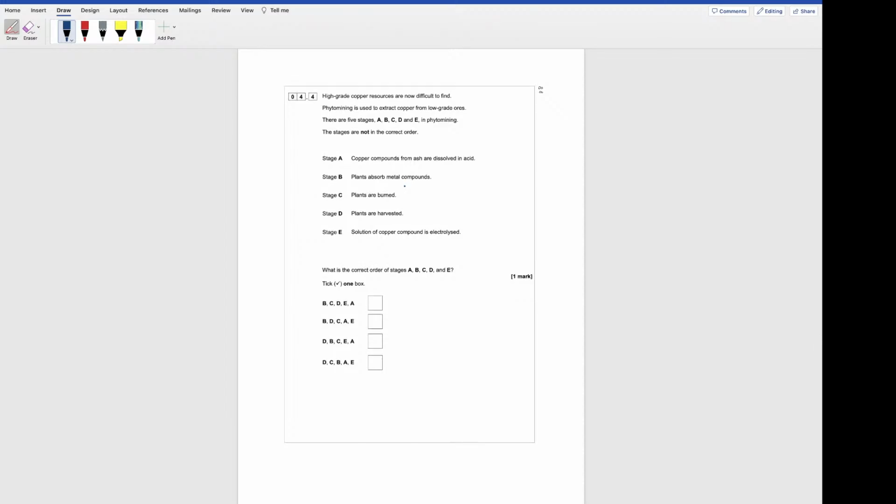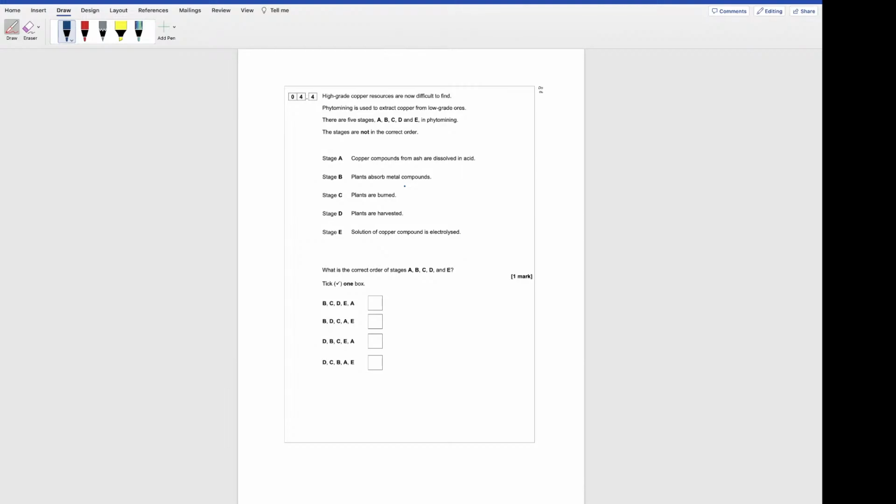High-grade copper resources are now difficult to find. We basically mined them all. So phytomining is used to extract copper from low-grade ores. There's 5 stages A to E in phytomining. The stages are not in the correct order, so it gives you the stages there. What's the correct order? Well, in phytomining, what we do is we plant plants in the ground, crops.